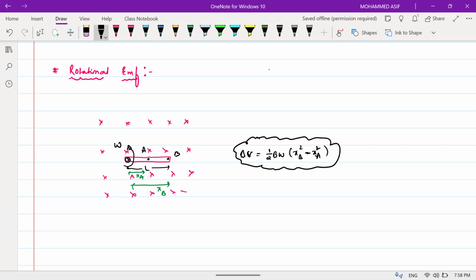Am I clear? Whenever a rod is rotating, due to the rotation, the EMF is given by the formula E is equal to half B omega into XB square minus XA square, because I have taken the points A and B in the diagram. So XB minus XA will give me the potential. Am I clear?